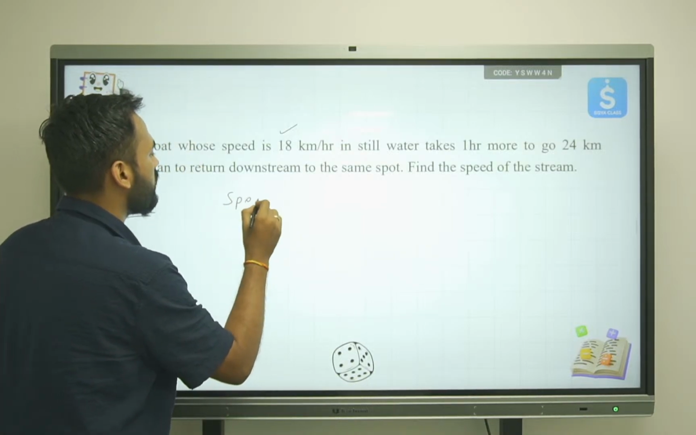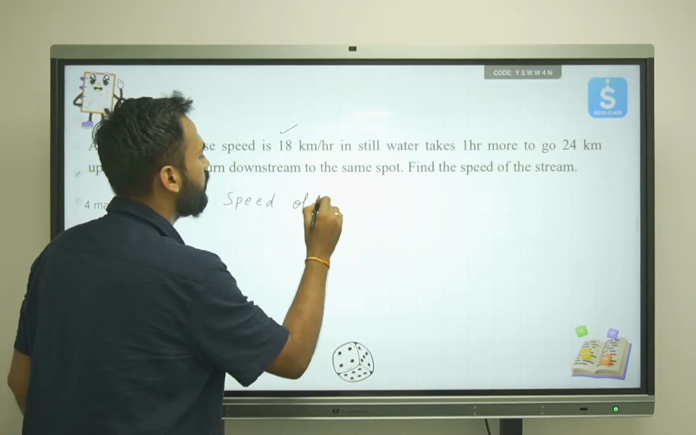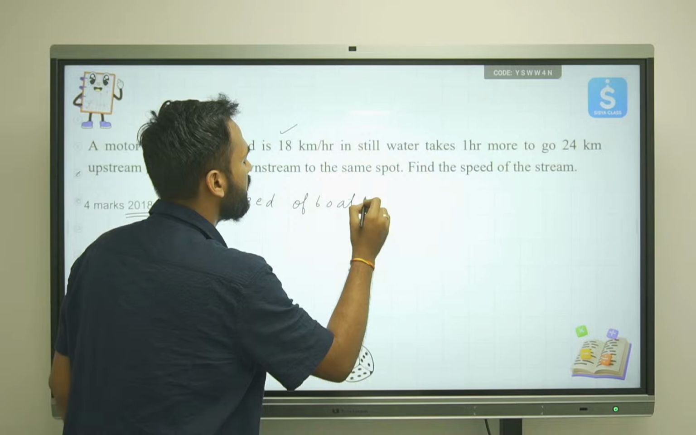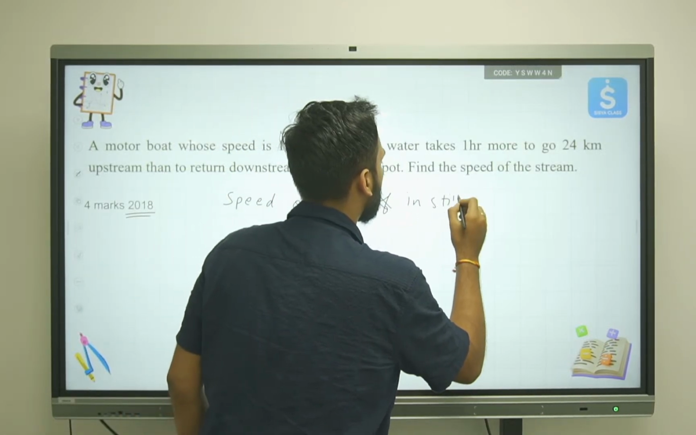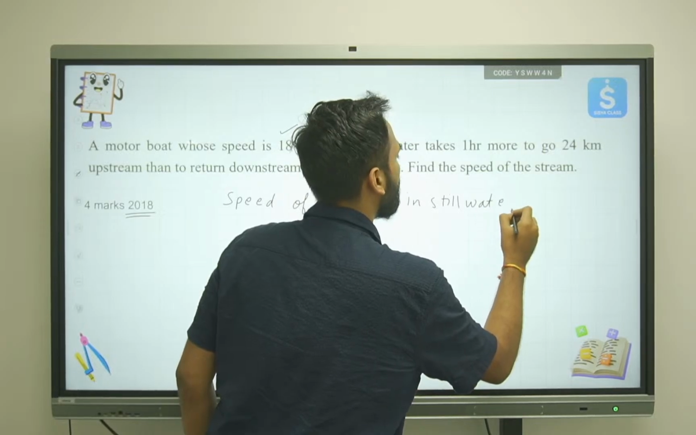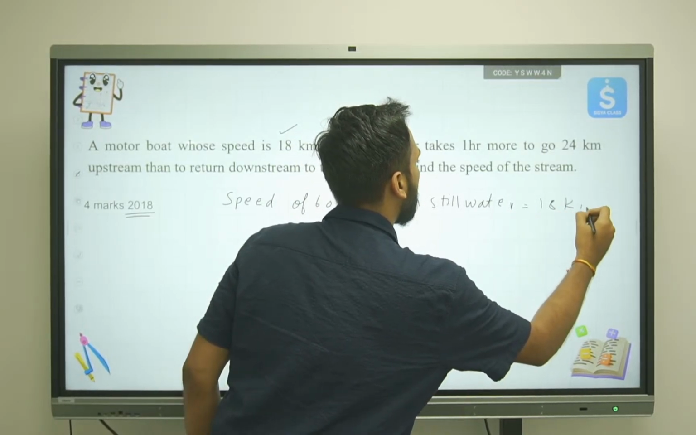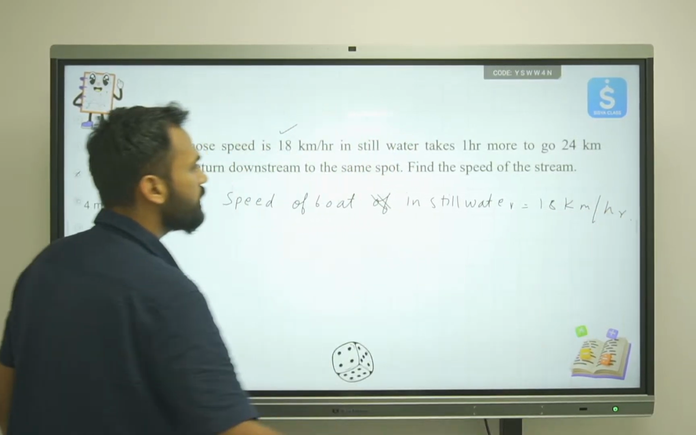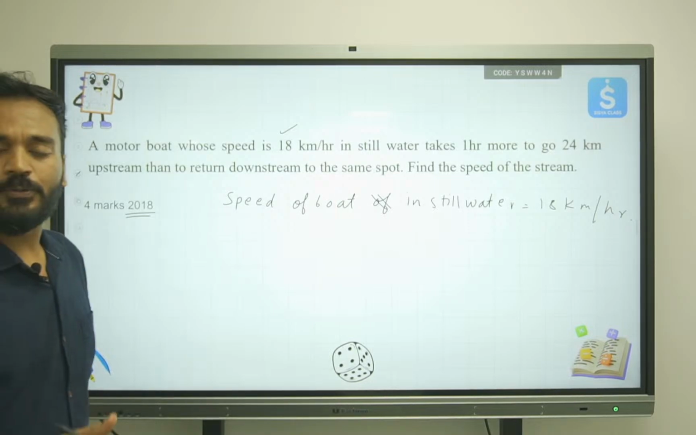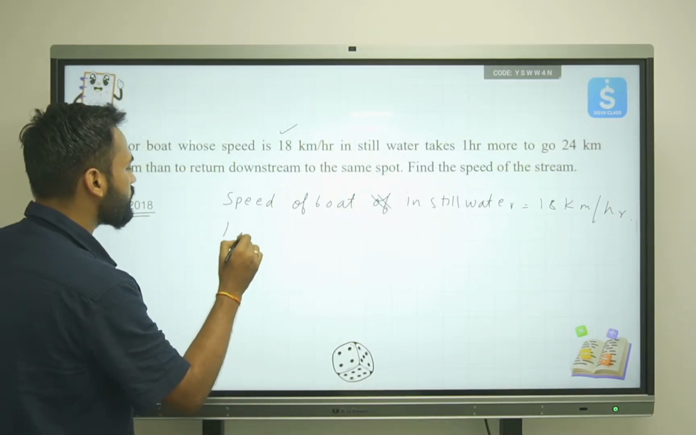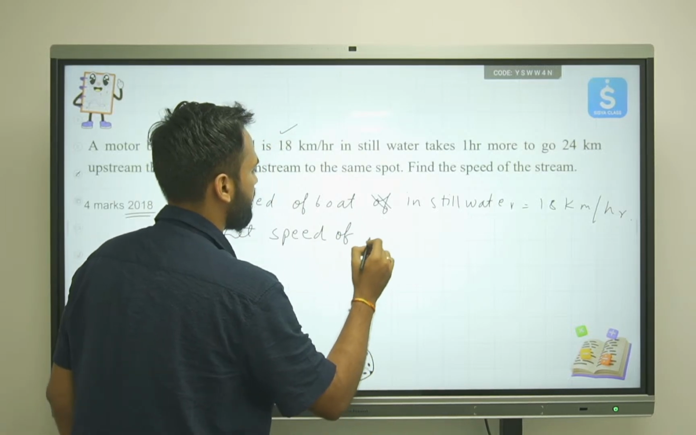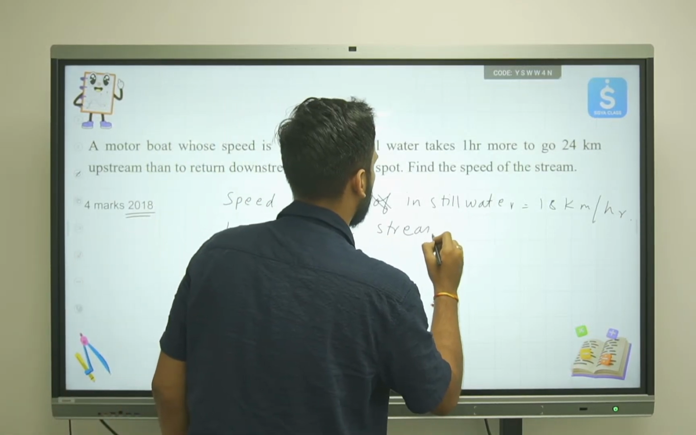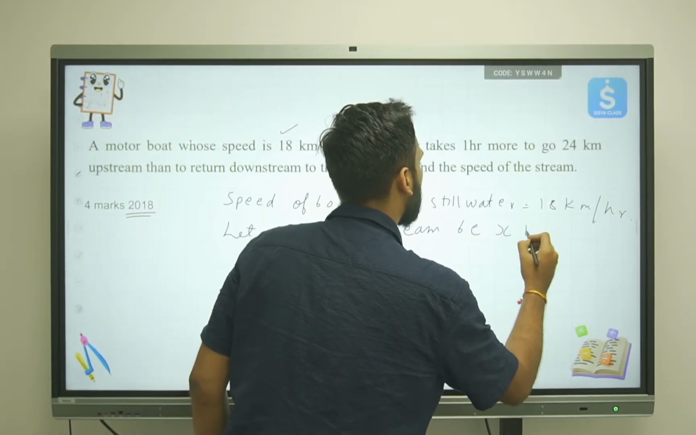The speed of the boat given to us is the speed of the boat in still water, equal to 18 km per hour. The speed of the stream is something we need to find out. So let the speed of the stream be x km per hour.